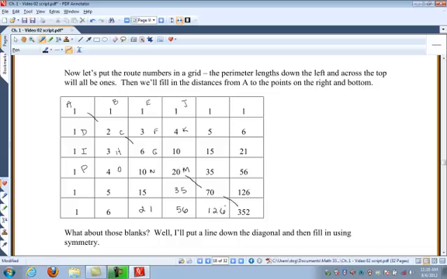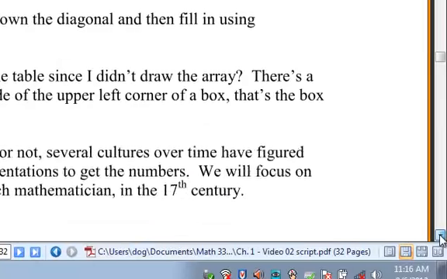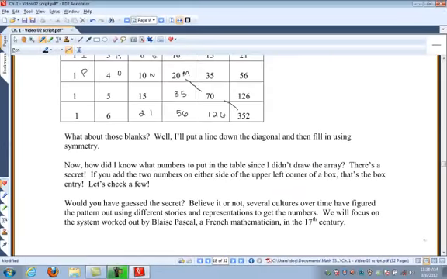Notice I'm just filling these in now. So I'm filling them in using symmetry. Now, how did I know what numbers to put on the table since I didn't draw the array? Well, it's a secret, but I'll show you the secret. Look.